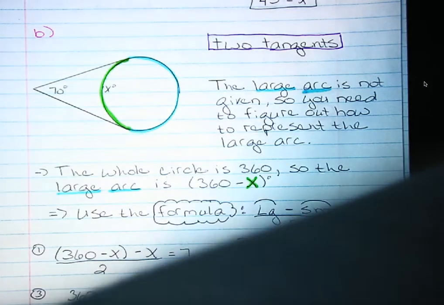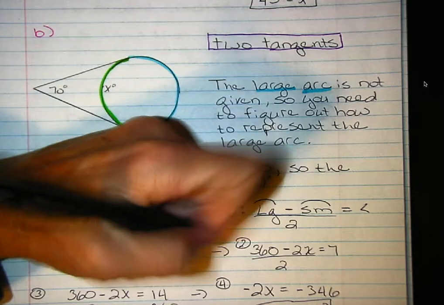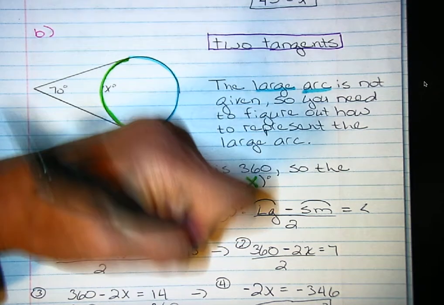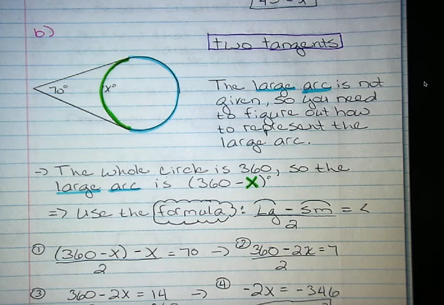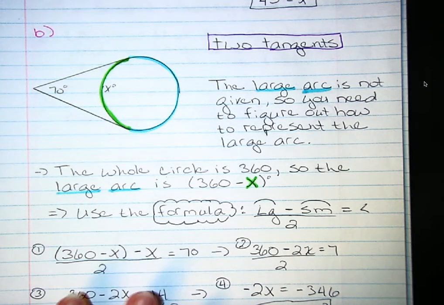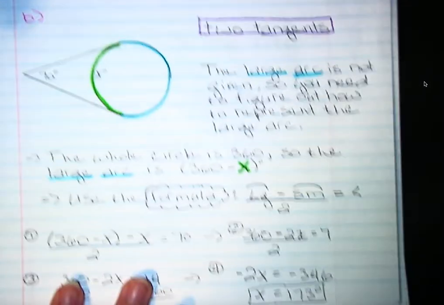Oh, I see a mistake I made there. Equals our angle, which is 70. So let's see if I can correct that as we go. Yeah, that's going to equal 70.